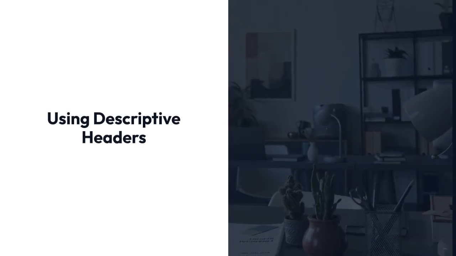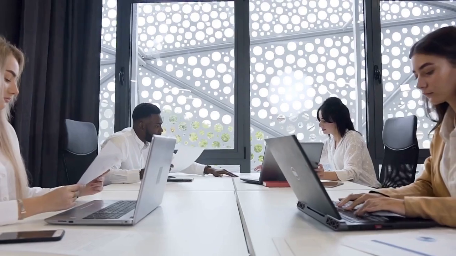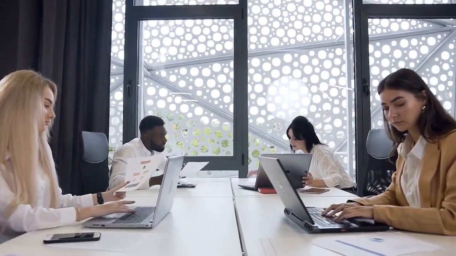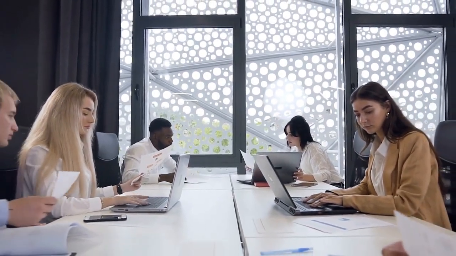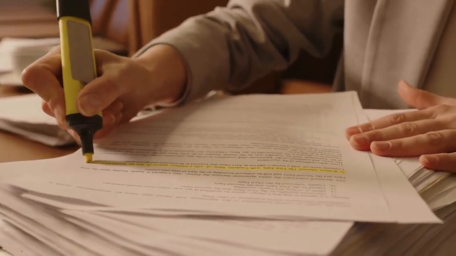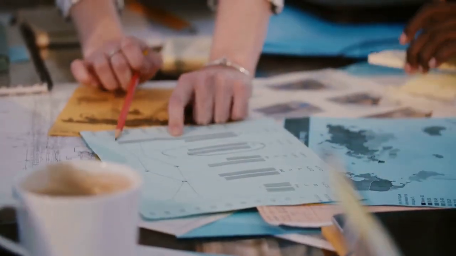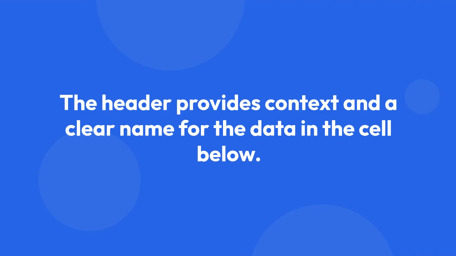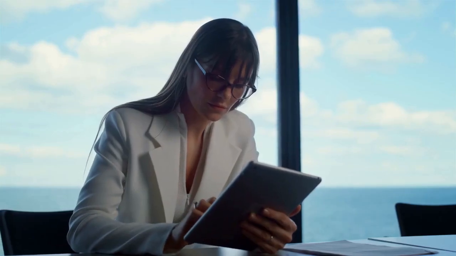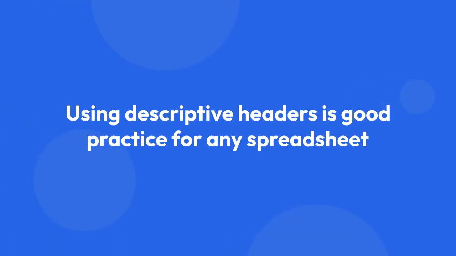2. Using descriptive headers. This is a simpler and often more practical approach. Instead of trying to rename the cells themselves, add a header row above your data. For example, if cell A1 contains a sales figure, put a descriptive header in cell A1 like January sales, and then your sales figure is in A2. This way, the header provides context and a clear name for the data in the cell below. This is the easiest method for making your spreadsheet easier to read and understand. Using descriptive headers is good practice for any spreadsheet, regardless of complexity.